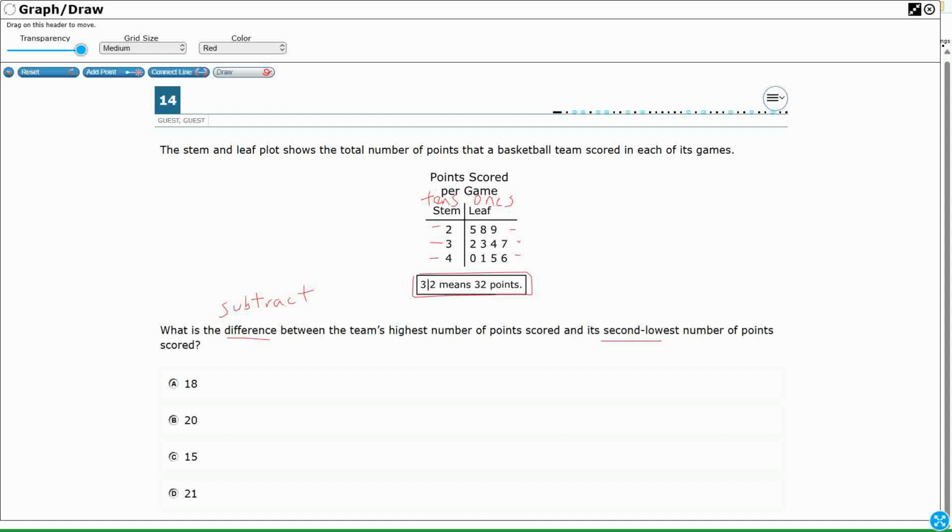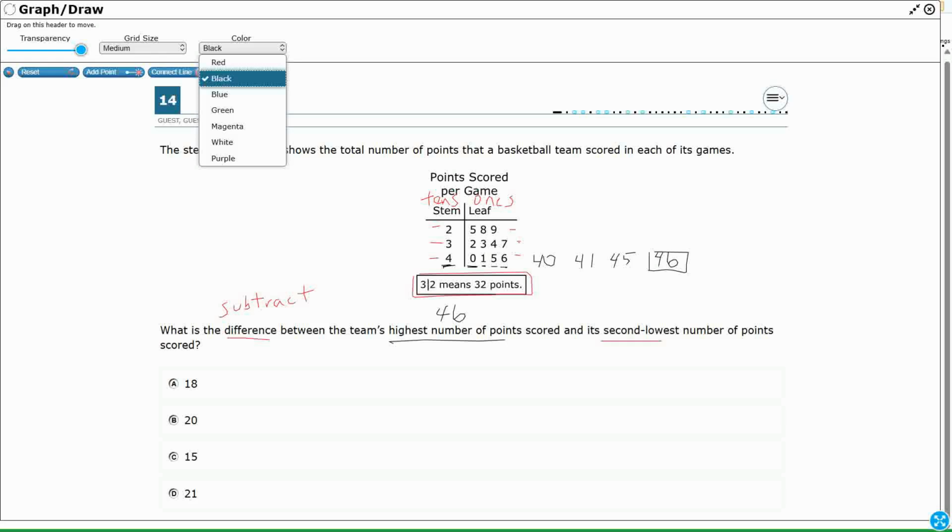Okay, so our highest is obviously going to be down on this bottom row, and let's take a look at what each of these four numbers represent. So that 4 in the stem and 0 in the leaf, that represents 40. That 4 in the stem and then a 1 in the leaf is 41. That 4 in the stem, 5 in the leaf is 45. And then 4 in the stem, 6 in the leaf is 46. So highest number of points, we will say this is 46.